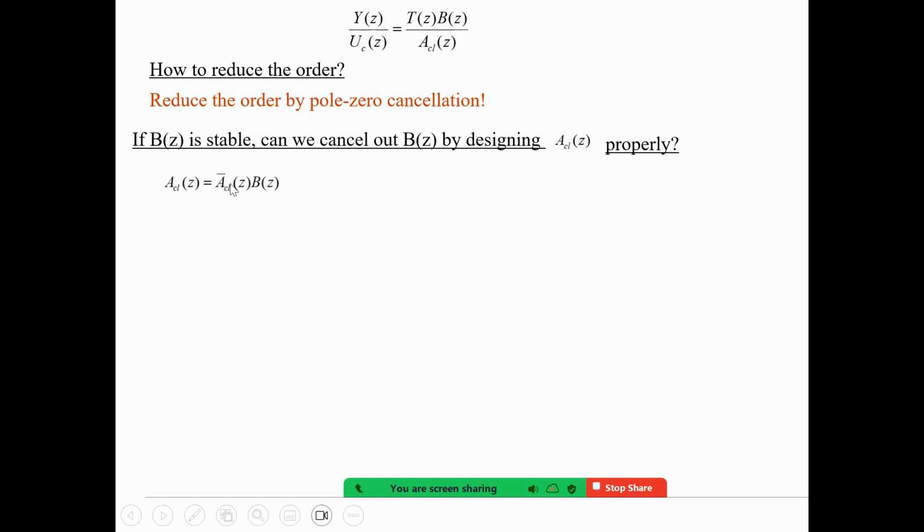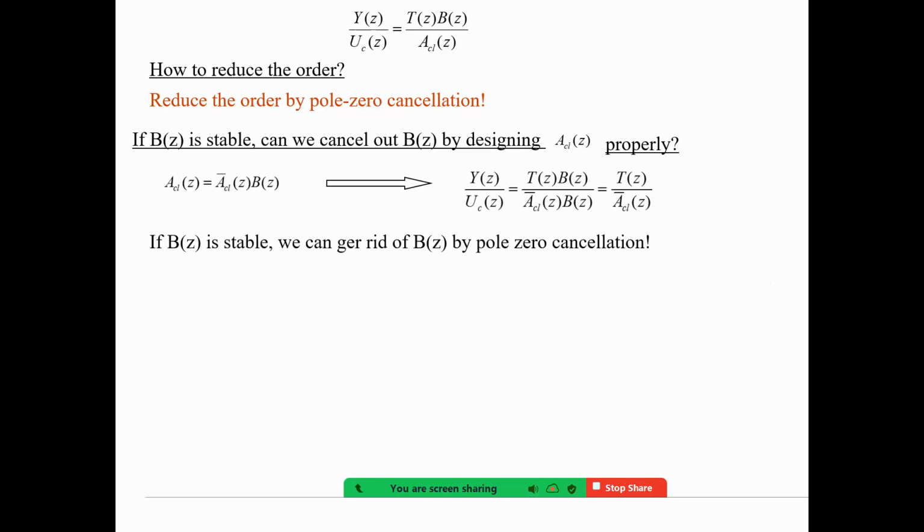Yes, right? I put B as a part of the closed loop because B is stable. Is that clear? In this way, I can cancel it out. Remember, here we rely on the stable pole-zero cancellation, right? Whenever something is stable, and also when the whole system is stable, we can do it. B will disappear, right? So if B is stable, we can get rid of B by pole-zero cancellation. So that's a very important technique. If you have a stable inverse, you can make it disappear.